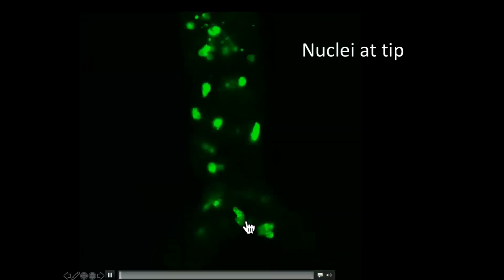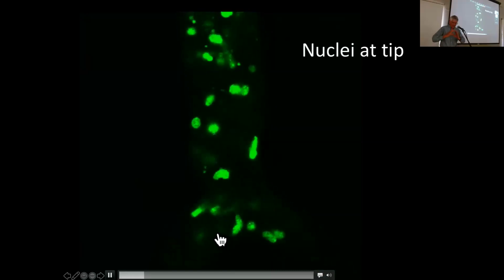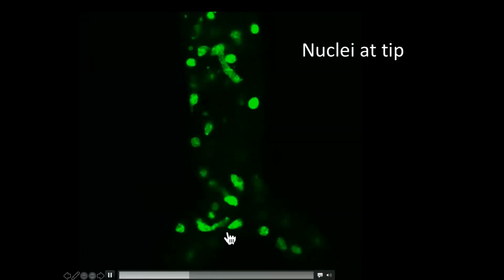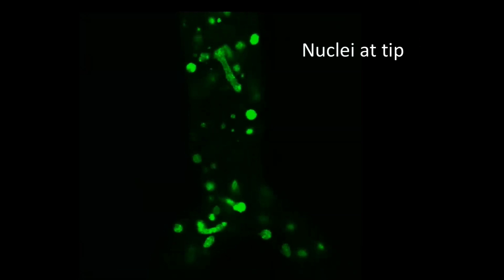And instead of being a nice round organelle, it's becoming very elongated. Here's one that's dividing in here. And so now you really have a technology.